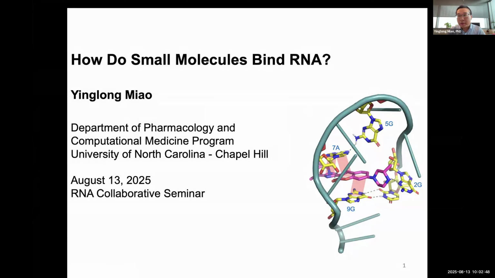My lab develops new methods to study important drug targets. These include membrane proteins, like G protein coupled receptors or GPCRs. RNA is a relatively new direction in our lab, but I think it has enormous opportunities for simulations and drug discovery. So I'm very excited to talk about it. Today, I will tell you a couple of stories about how small molecules bind RNA.